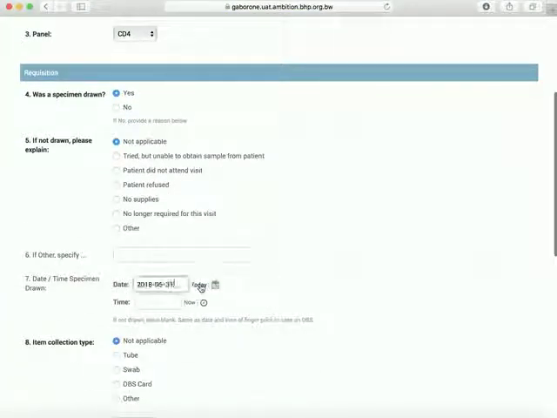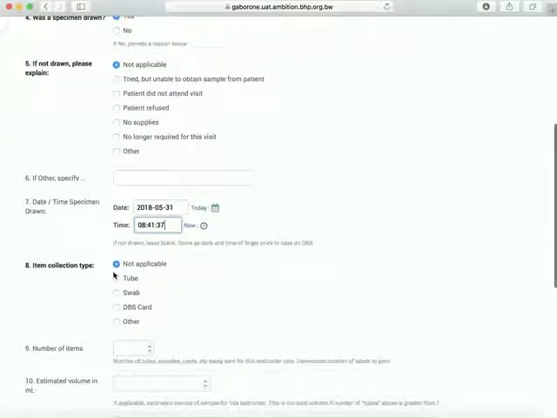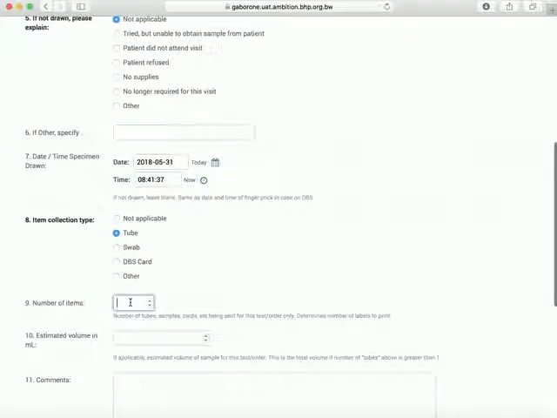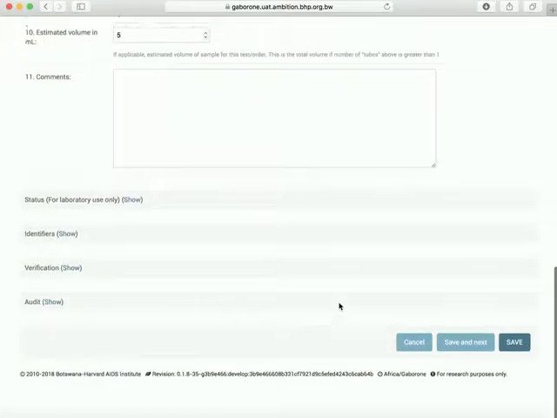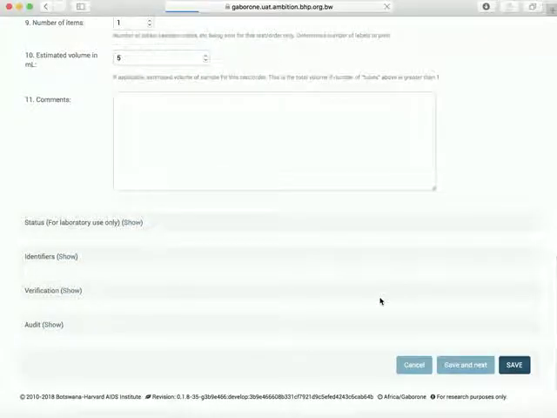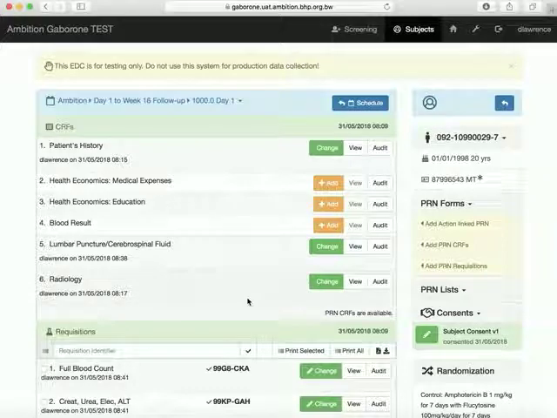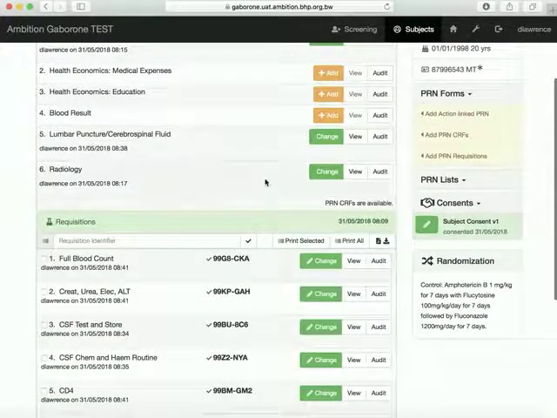And the reason for these PRN requisitions is that it isn't mandatory within the protocol. It's just that these are other samples that are likely to be required at some point in time. So I'll do that requisition there. And you'll see that I've got all of these ones generated now, including the CD4.